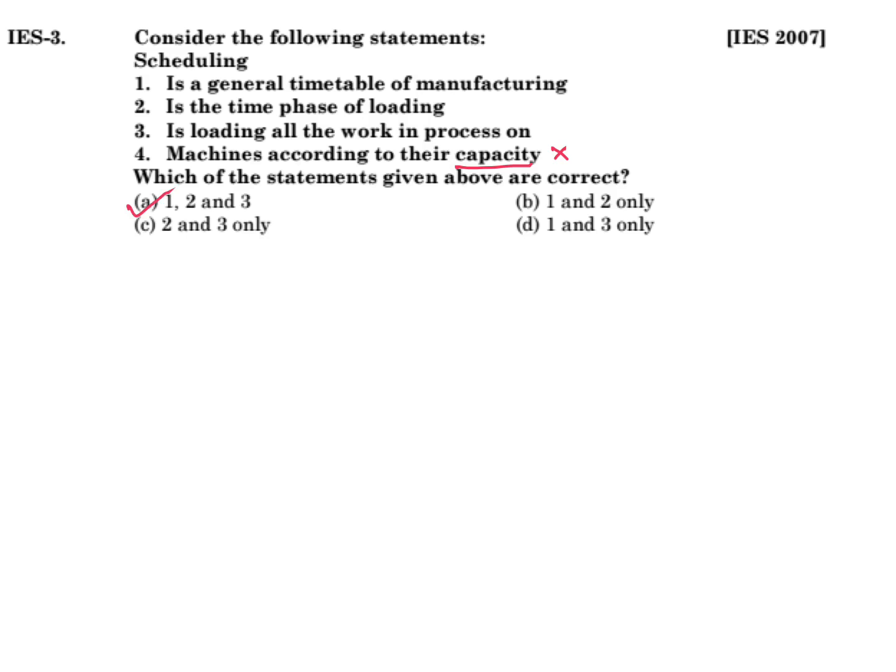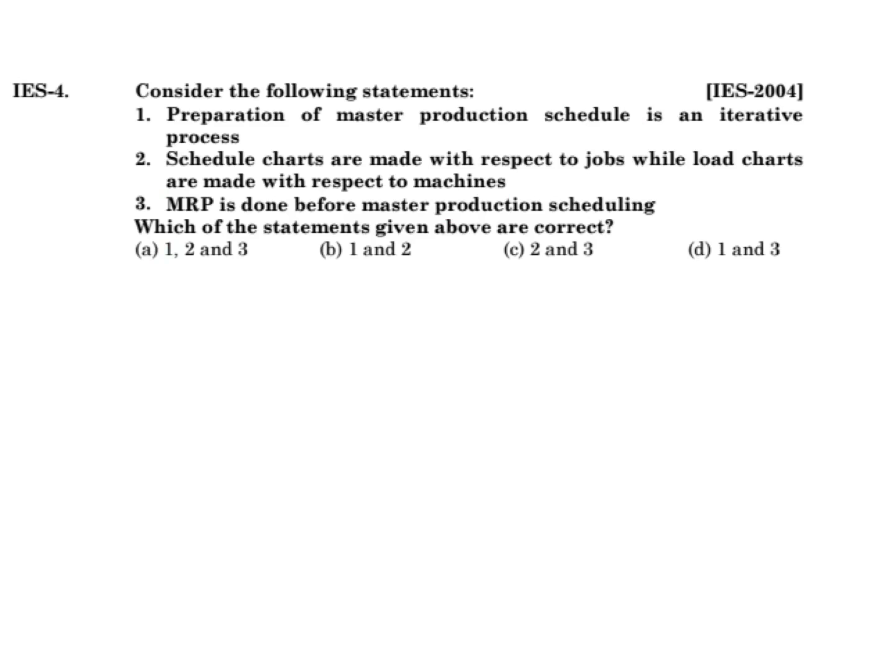Consider the following statements. 1. Preparation of master production schedule or MPS is an iterative process. 2. Schedule charts are made with respect to jobs while load charts are made with respect to machines. 3. MRP or MRP1 is done before the master production scheduling, MPS. If you refer to my video, MRP is after MPS, so 3 is not possible. B is the answer.